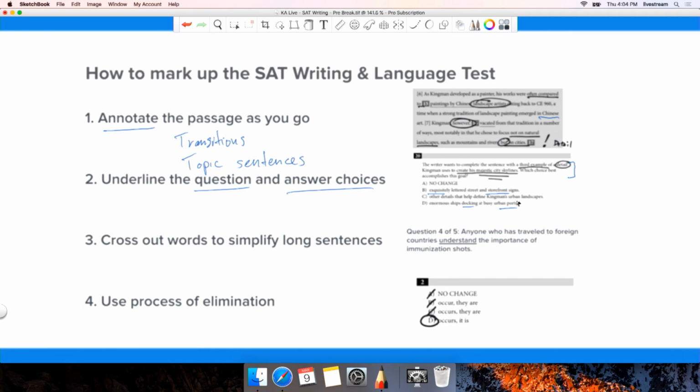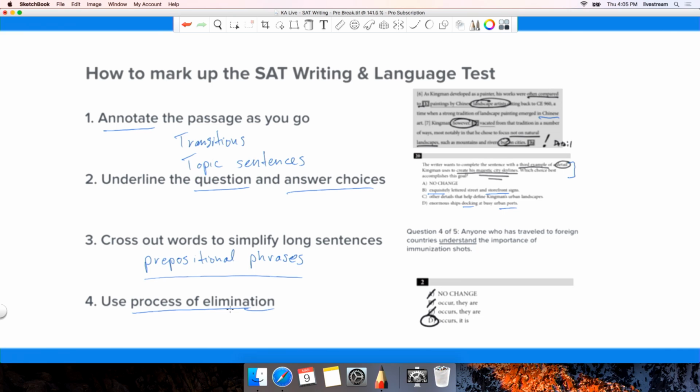And then the third tip I have is to cross out words to simplify long sentences. So often you have things like prepositional phrases that are part of sentences, but they really don't affect the meaning or the grammatical correctness, and in fact can make it harder to understand the sentence. And so we'll walk through an example of what it looks like to spot prepositional phrases and cross them out to simplify. And then the final tip I would have is just to use process of elimination.